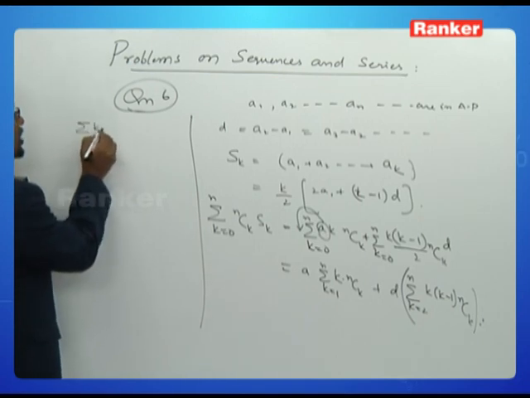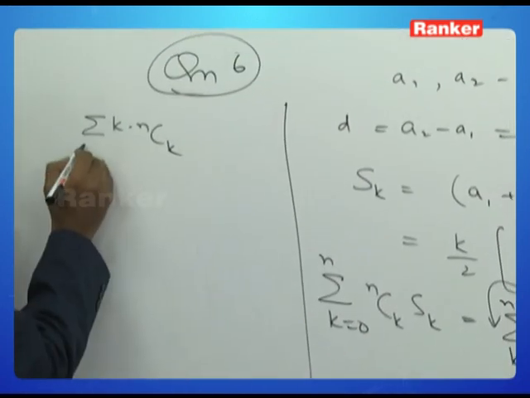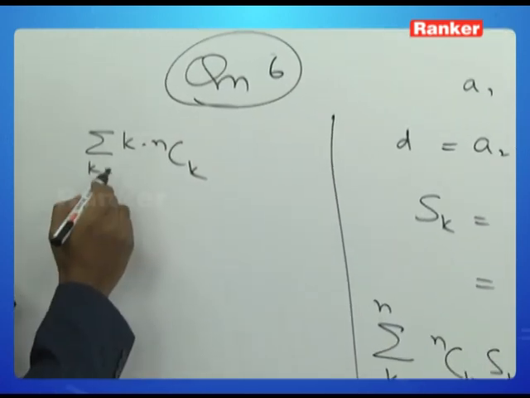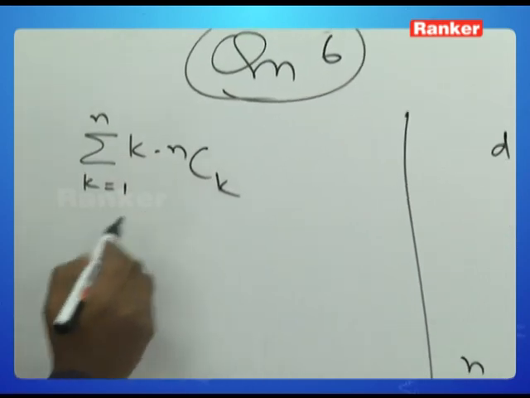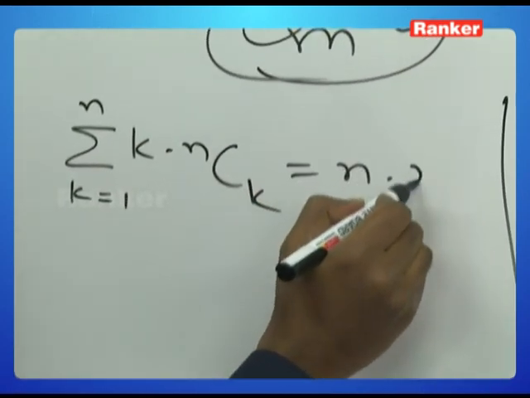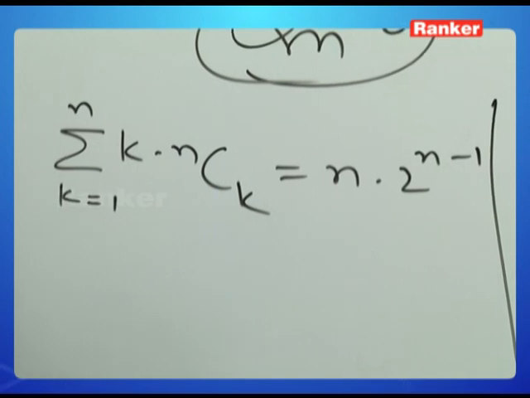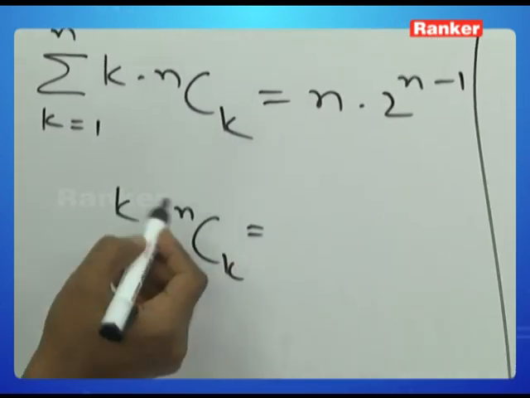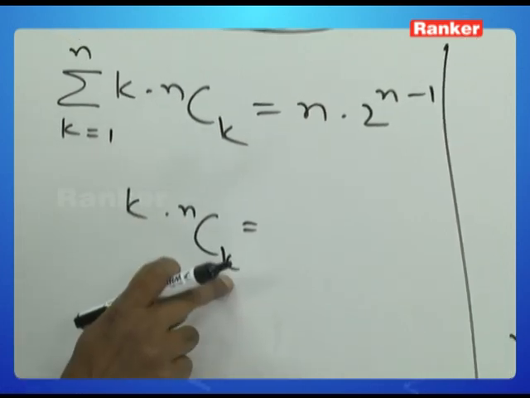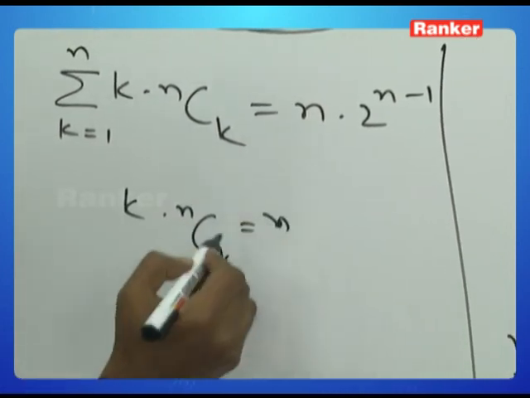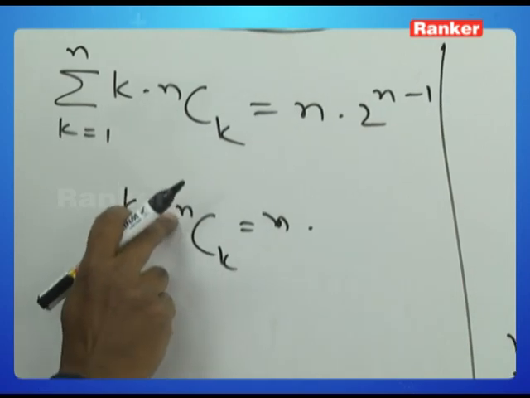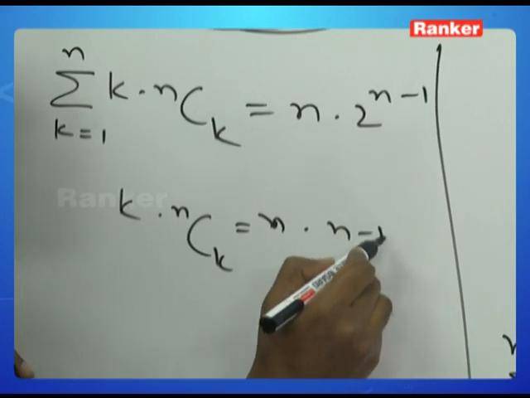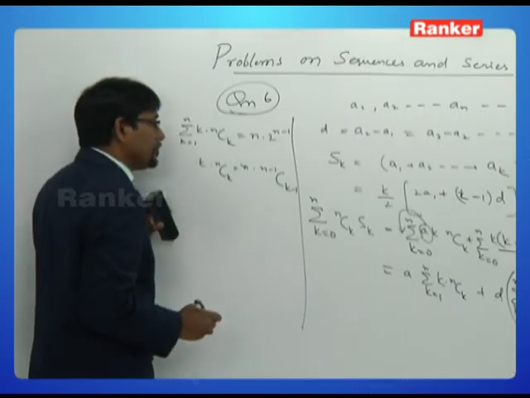Sigma k into nCk, k ranging from 1 to n. What is that equal to? That is n into 2 power of n minus 1. How do you get this? k into nCk, when you supply k to this nCk, n pops out, both superfix and suffix are decremented by 1, and we get n minus 1 C k minus 1.